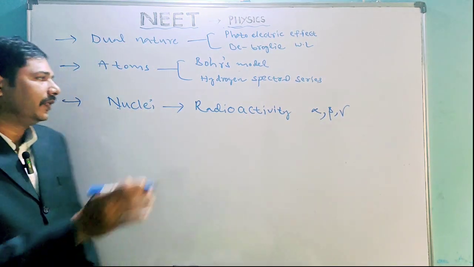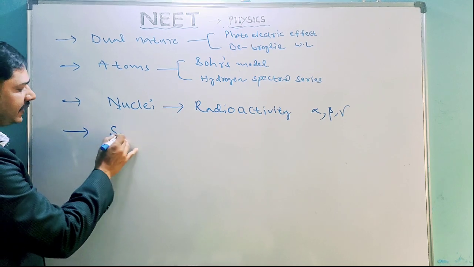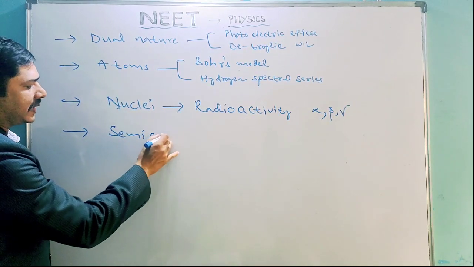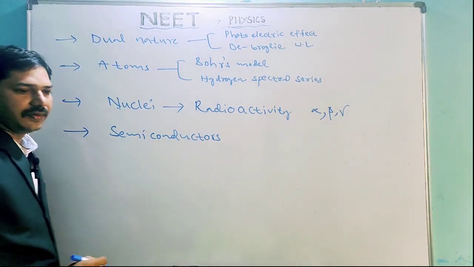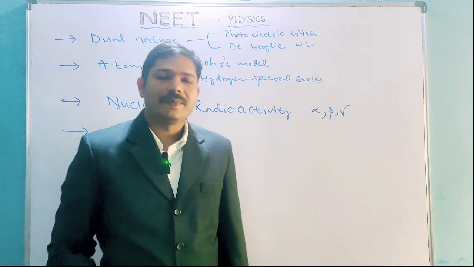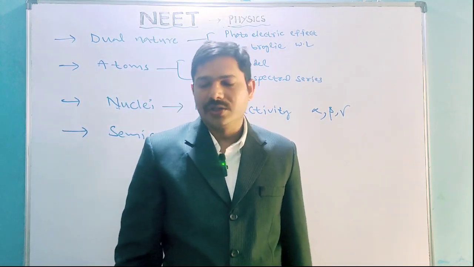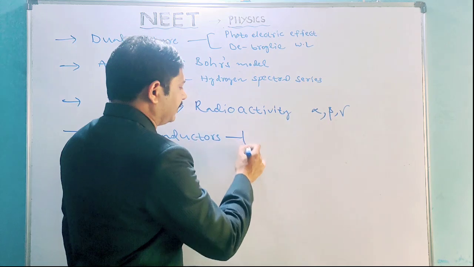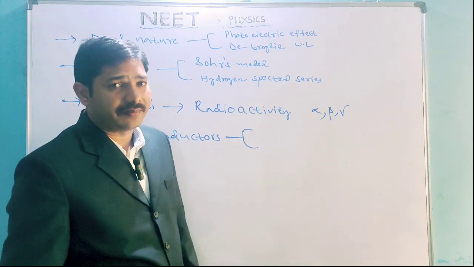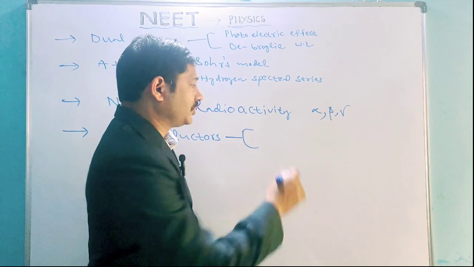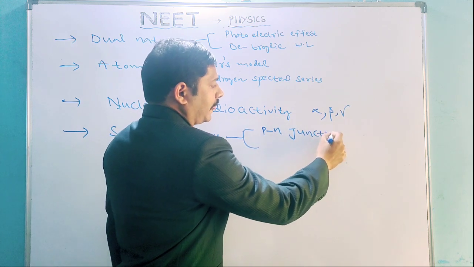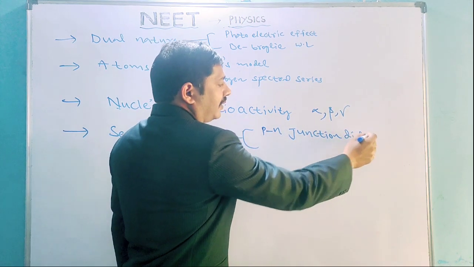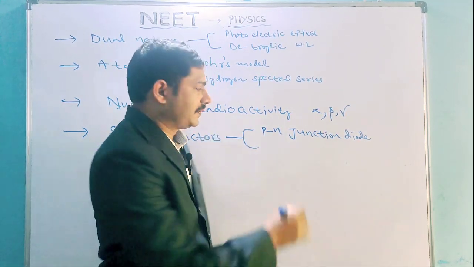The next one, semiconductors, the last one in modern physics. From semiconductors, like p-n junction diodes, they ask p-n junction diode numericals, or give some diagrams and ask questions from the diagram. And the most important final one, logic gates.